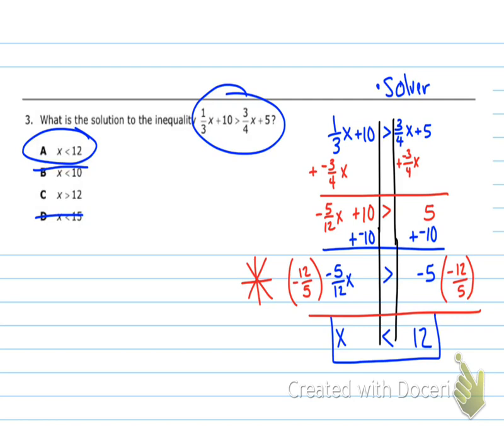And I do want y'all to be careful with this part here. If you multiply or divide by a negative, that will switch the inequality.